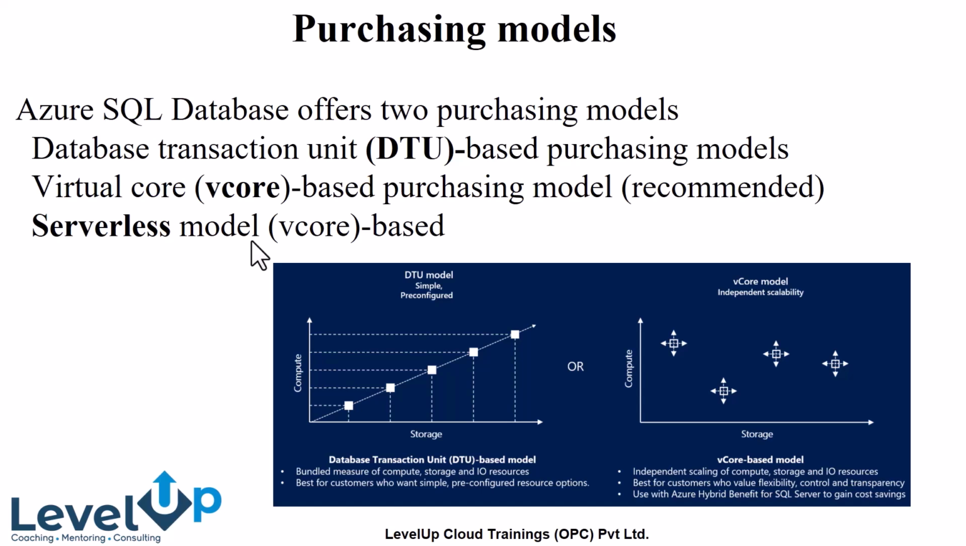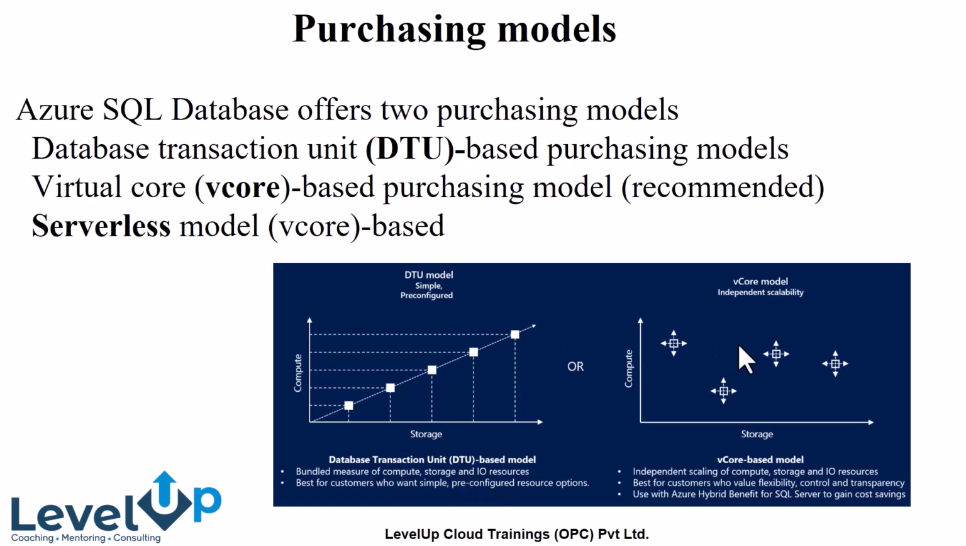Now let us understand what is DTU. DTU is basically database transaction units. Now what is a database transaction unit? This is a bundle of compute, storage, and IO. So if I select one DTU, that means I'll get a little compute, a little storage, and a little IO resources. If I select two, a little more. As and when we select the DTUs, we'll get all three resources, which are compute, storage, and IO. Now this is best for customers who want some pre-configured resources. That means I want some fixed capacity.